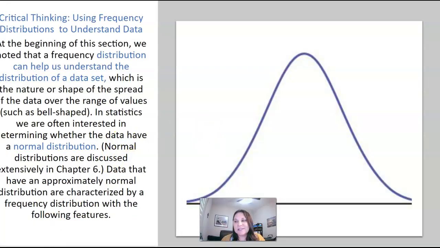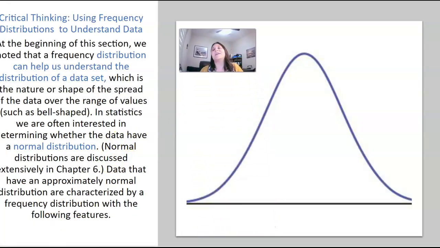So in the last portion of this section, they begin to talk about the all-important normal bell curve. A frequency distribution can help you understand the way that the data in a data set is distributed, which is the nature or the shape of the data, which we'll talk a little bit more about in the next section. But they want to take every opportunity possible to refer to this normal bell curve. It's very important in this course.